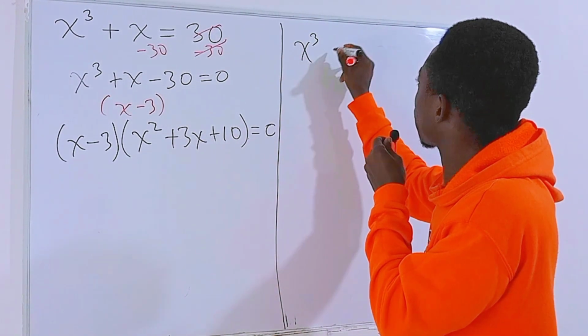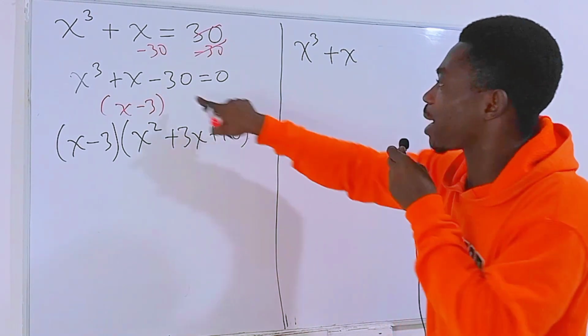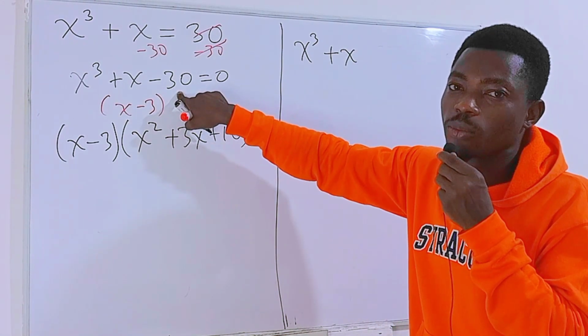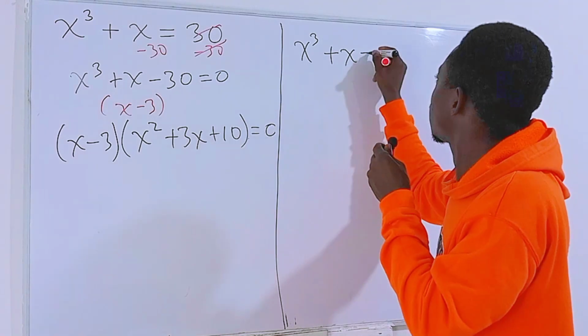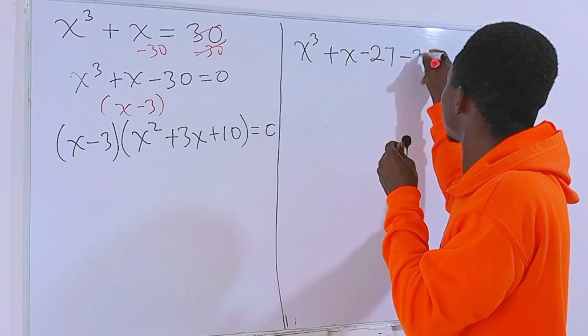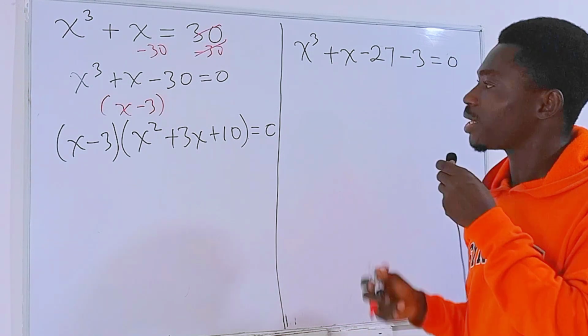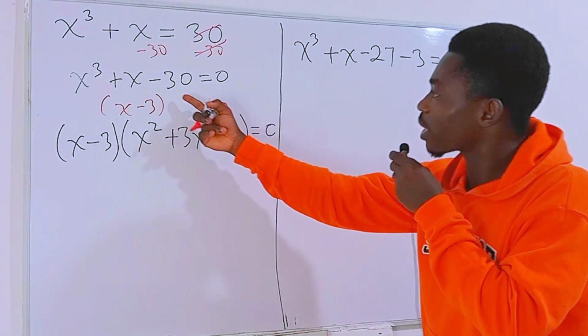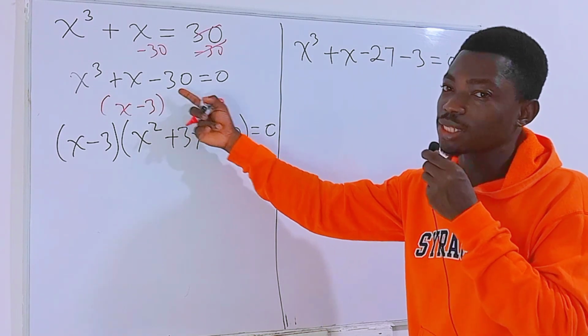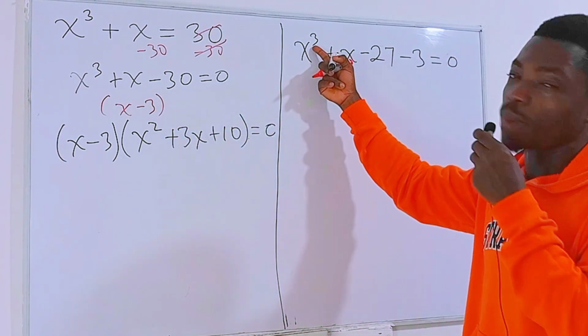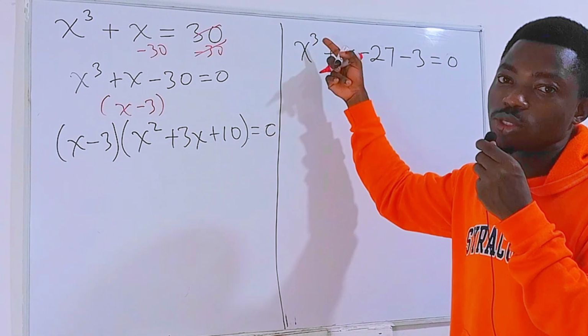We have x to the third power plus x minus 30. But this time, I'm going to write this negative 30 as negative 27 minus 3, and this is 0. The question is, why? Here is the deal. I want to express this negative 30 in such a way that I'll get a number to the third power so that it will go with this x to the third power.